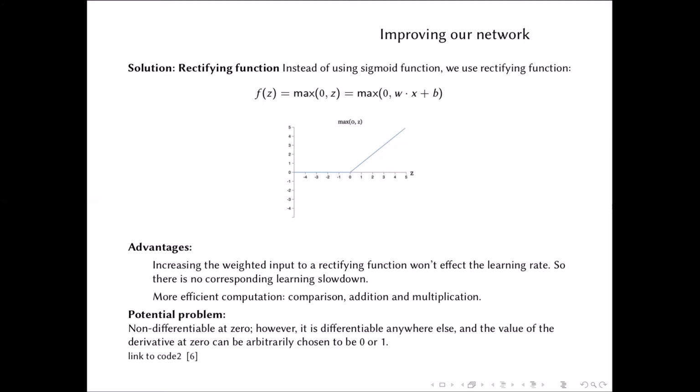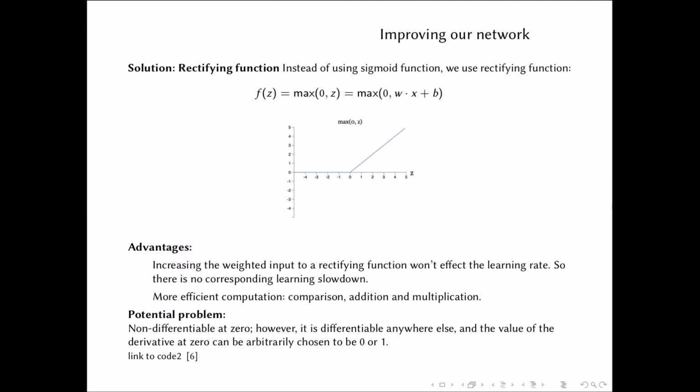And another advantage is that the computation is more efficient, because in our rectifying function we only have a comparison, we compare z with 0. We only have addition there, and we only have a multiplication. But remember our sigmoid function, which is 1 over 1 plus e to the power of minus z. We have divisions, we have exponentials. So this computation is much more efficient.